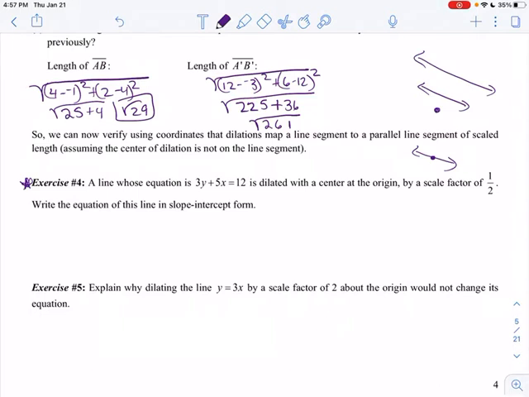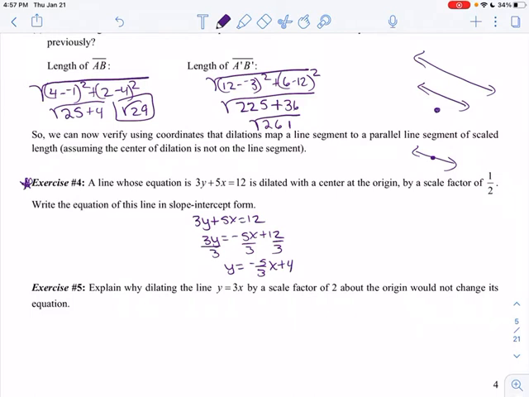All right, so let's look at an actual equation of a line. I have 3y plus 5x equals 12, and I'm dilating it with the center at the origin by a scale factor of 1/2. So let's take this 3y plus 5x equals 12. Let's get y by itself. So I'm going to move that 5x over to the other side. Divide by 3. So I have y equals negative 5/3 x plus 4.